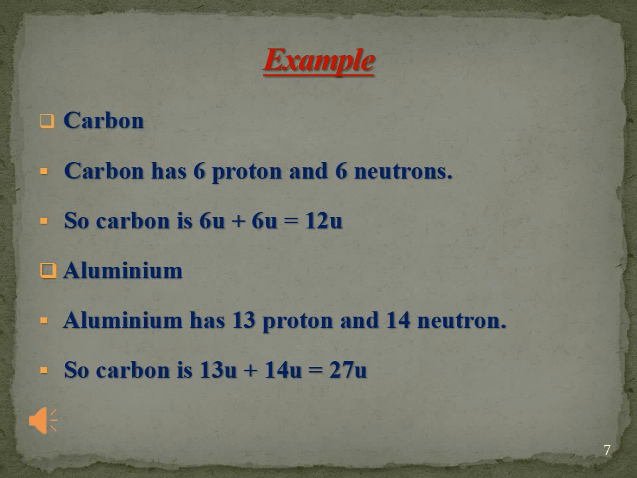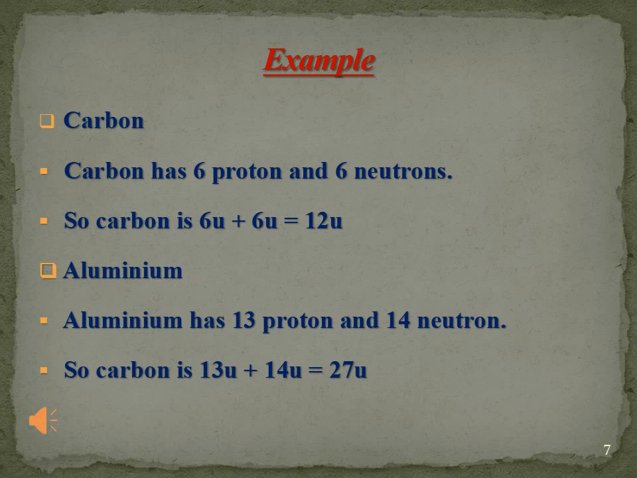So students, now let us understand the concept of mass number with the help of an example. The very first example I can see on my screen is carbon. As we know, the mass of an atom is due to the protons and neutrons. So I can say that carbon has 6 protons and 6 neutrons. So the mass of a carbon atom will be 6 U, that is of protons, plus 6 U, that is of neutrons, which is equal to 12 U. That is, the mass of a carbon atom is 12 U.